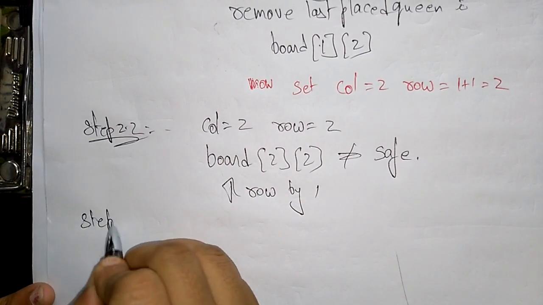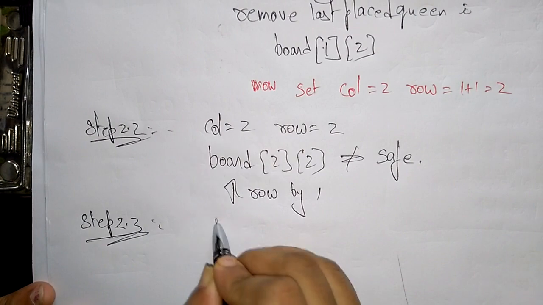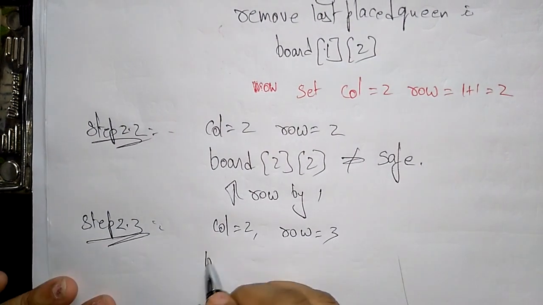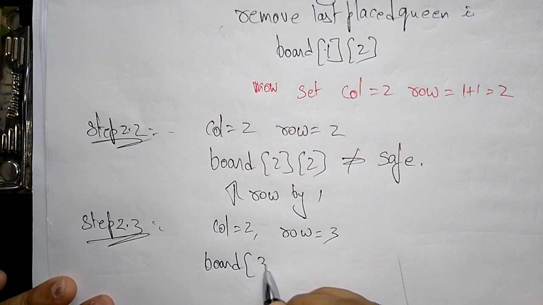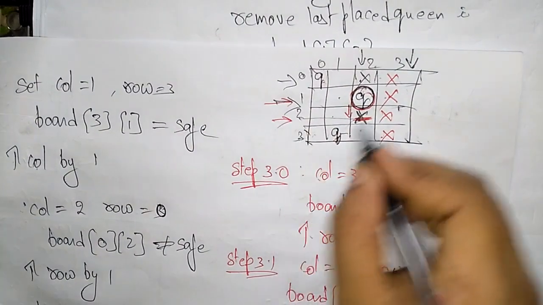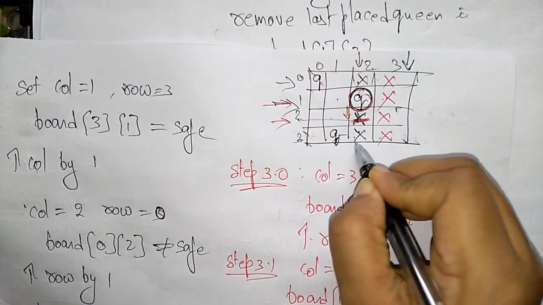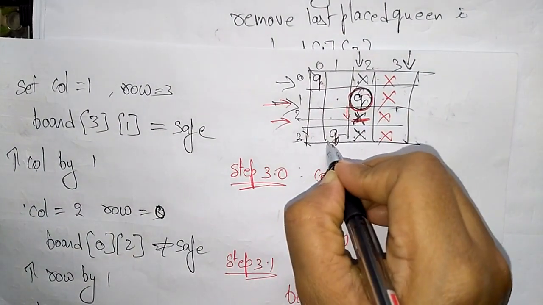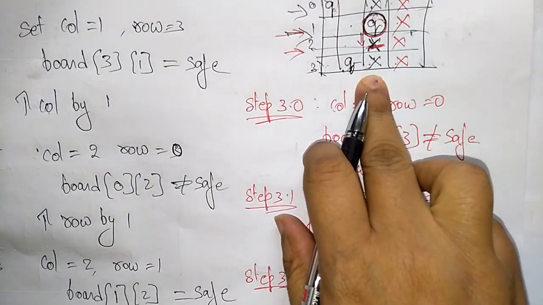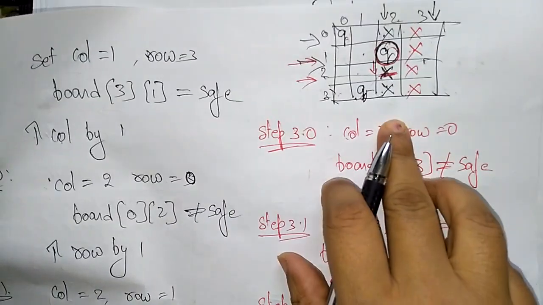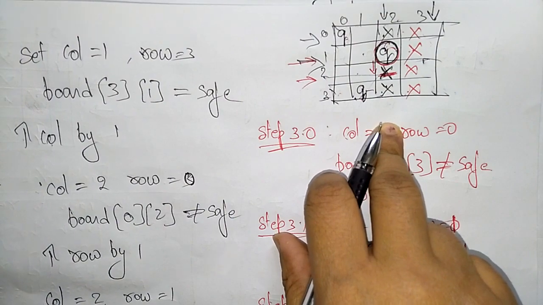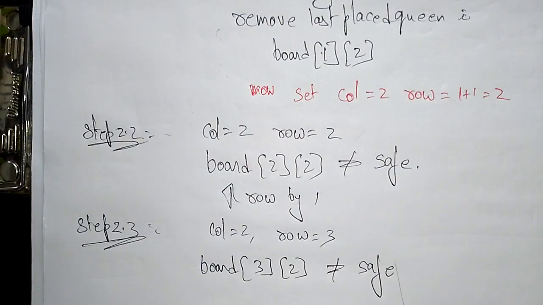Coming to step 2.3. The column is 2 and row is 3. Now check the board of third row, second column is safe or not. Is third row, second column safe? No, it is not safe. Why? Because already Q is there. It is not safe. Okay, but if we incremented the row, it becomes 4, but 4 is not there in the board. So what we have to do? So again we have to do backtrack.